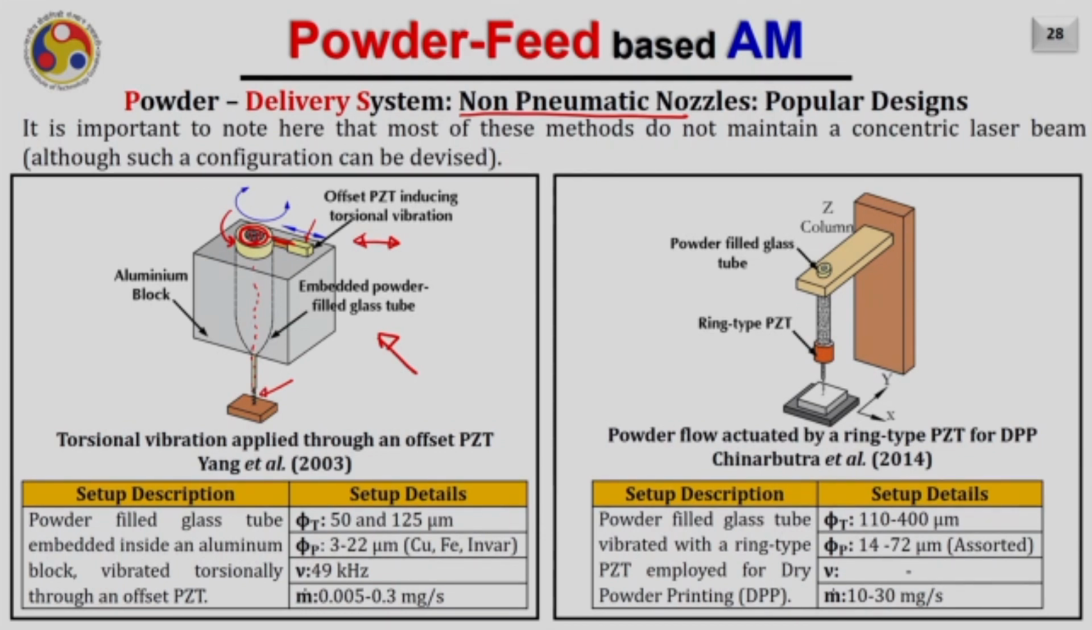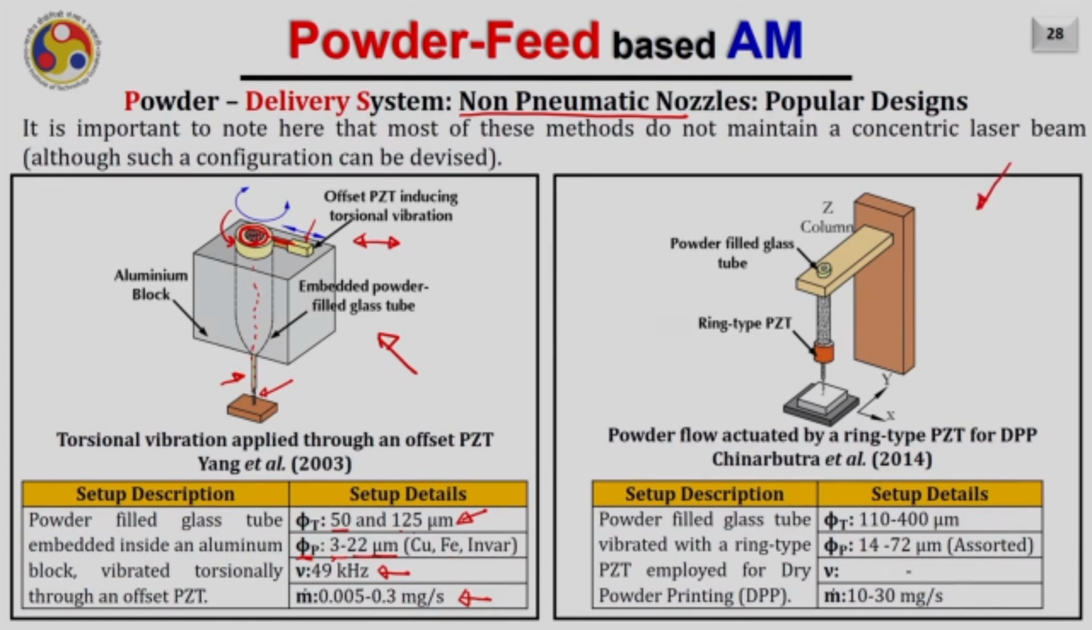This particular setup usually has a tube diameter, as they have tested, of 50 and 125 micron. It's a very tiny tube, and the diameter of the powder particles in that case varies from 3 to 22 micron, of copper, iron and invar. The frequency they typically use in their system is up to 49 kilohertz. As a result, the mass flow rate of the powder particles coming out of this nozzle varies from 0.005 to 0.3 milligram per second.